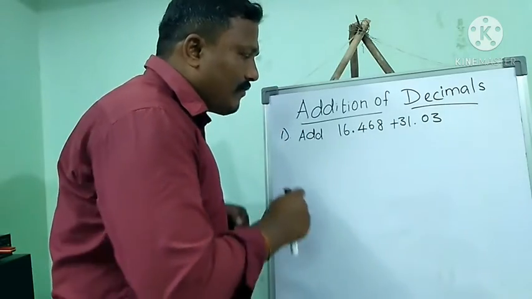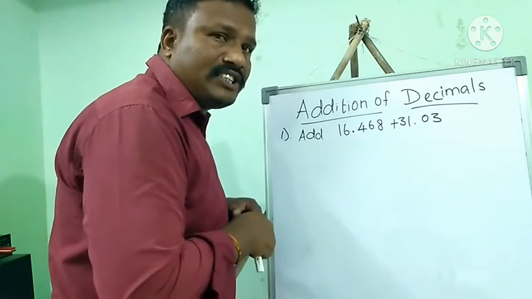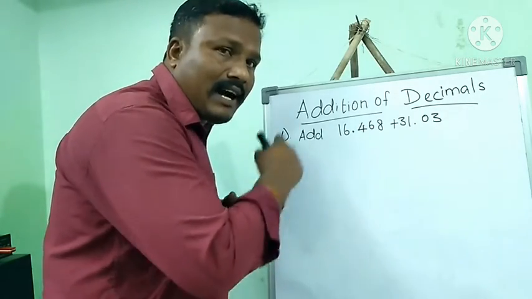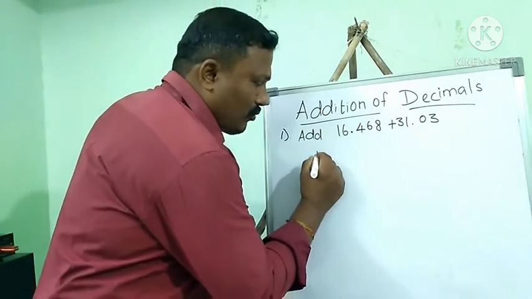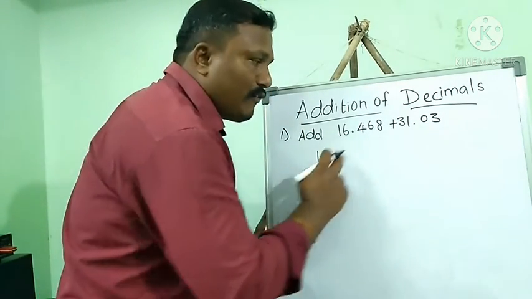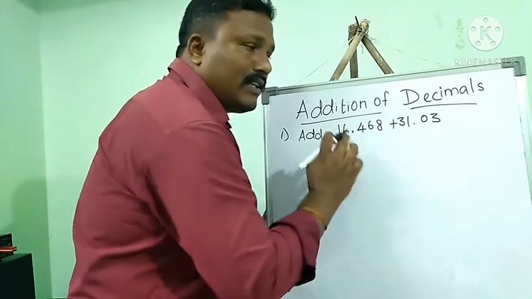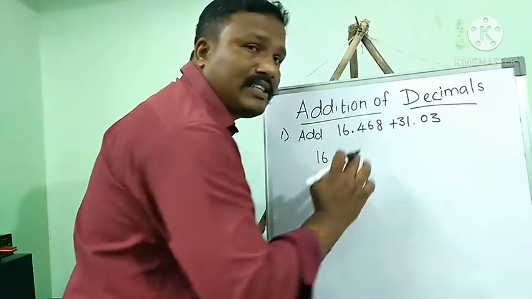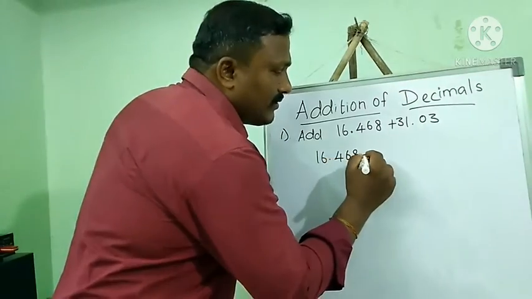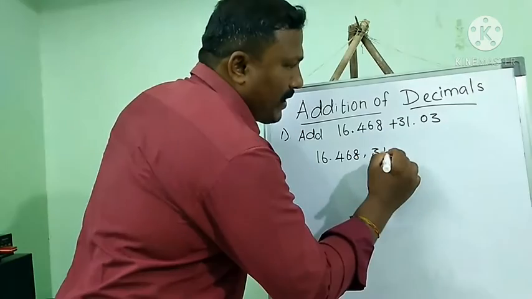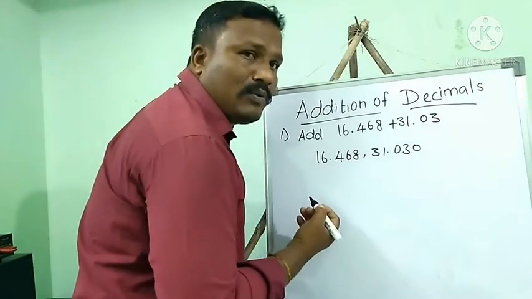See, add 16.468 plus 31.03. If you look at it, it's an unlike decimal. So first I will convert it to a like decimal. The highest number of decimal places is 3: here 2, here 3. So this also we want to convert to 3 decimal places. So we take the other as it is, then 31.030. So both now have the same decimal places.